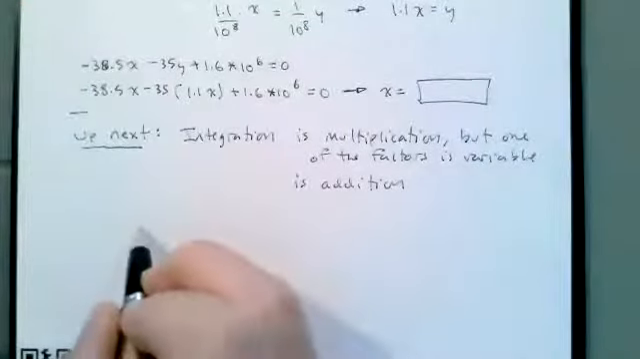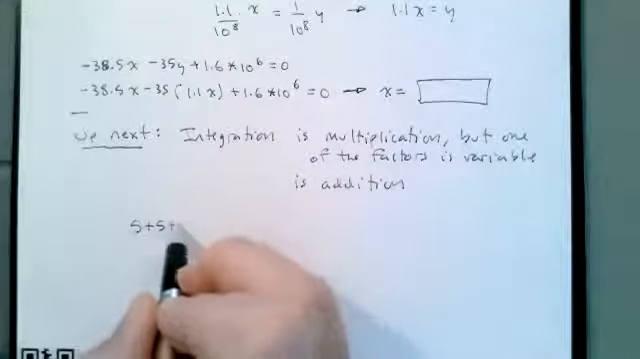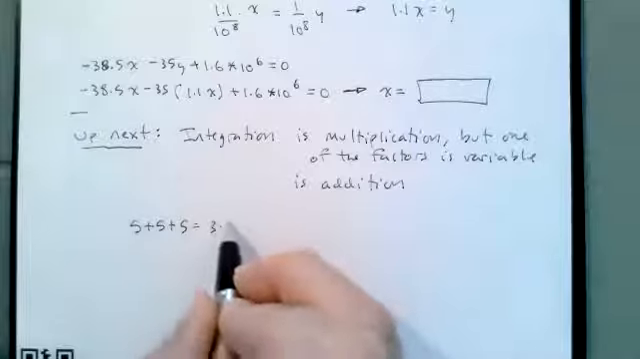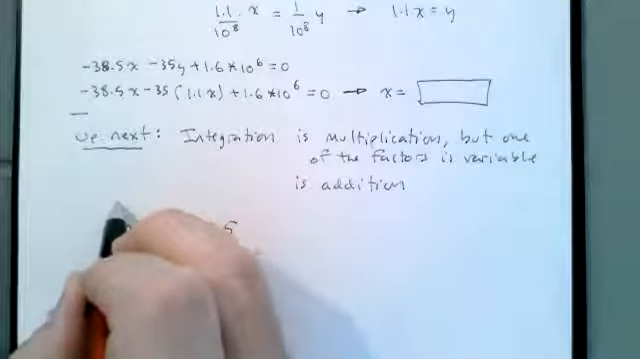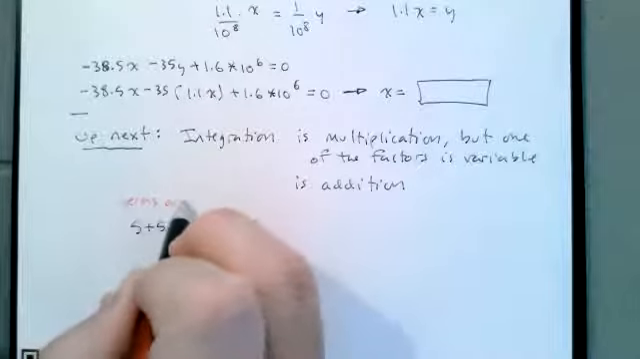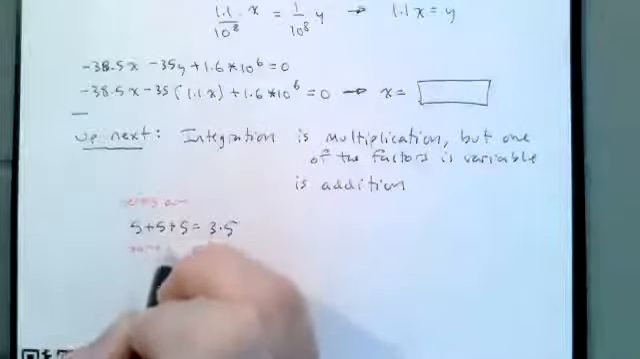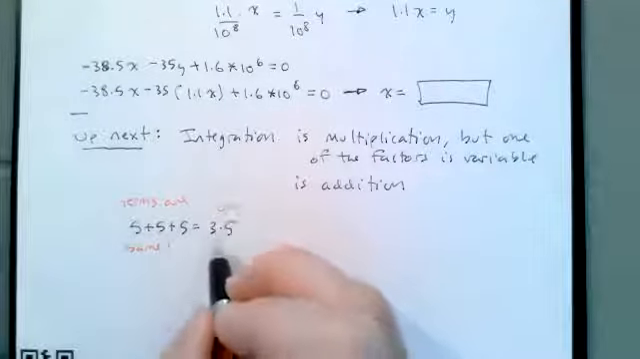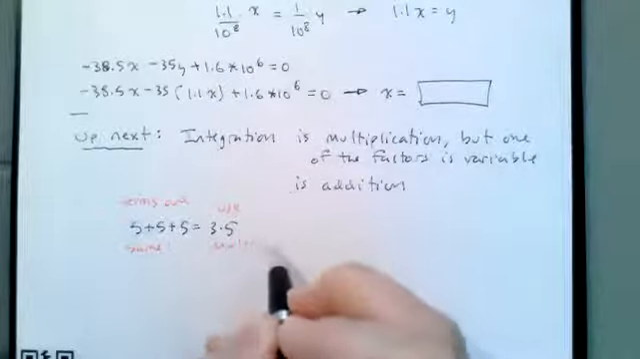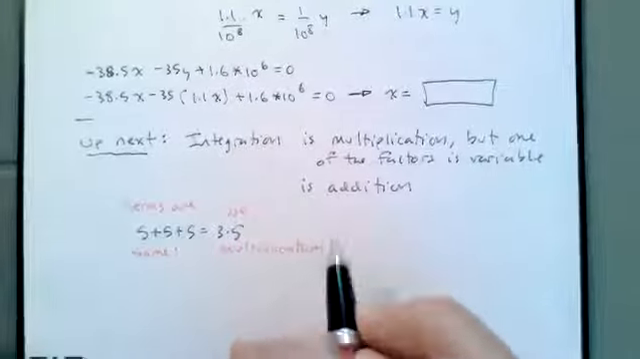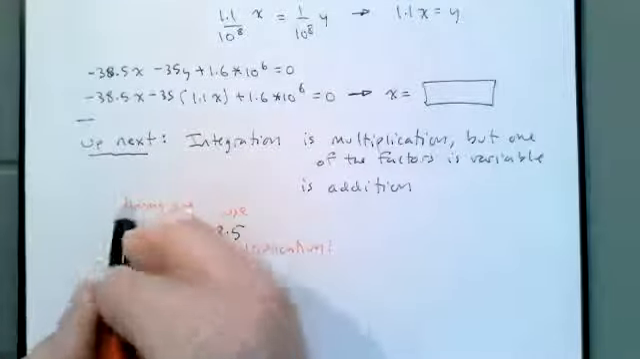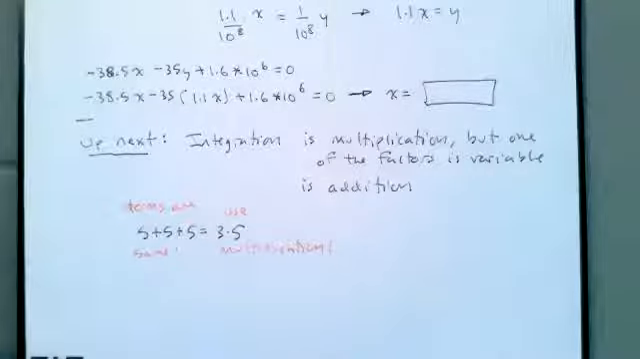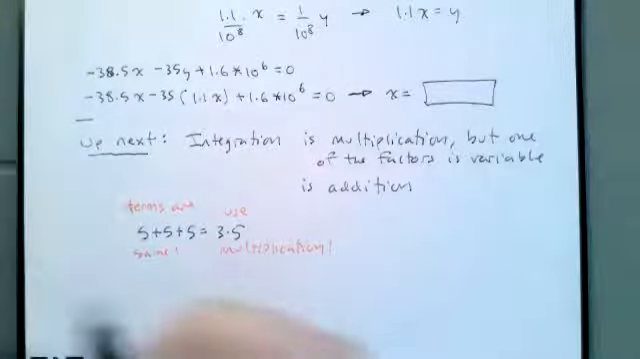So your evolution would look like 5 plus 5 plus 5 is just 3 times 5. All the terms were the same, so I can summarize with multiplication. When the terms are all the same, we get to use multiplication. That's what multiplication is for. It's for addition, but when all the terms are the same.